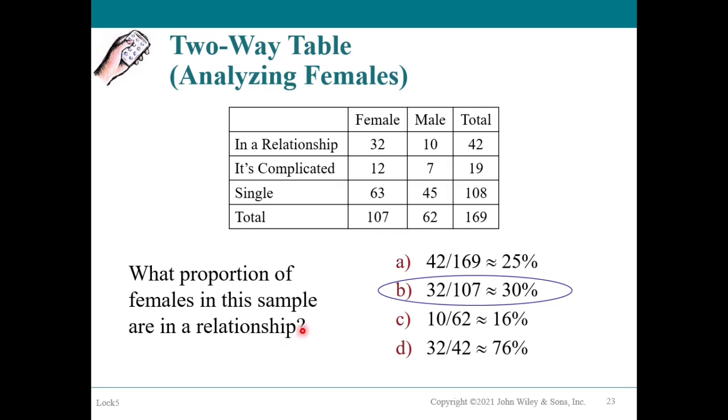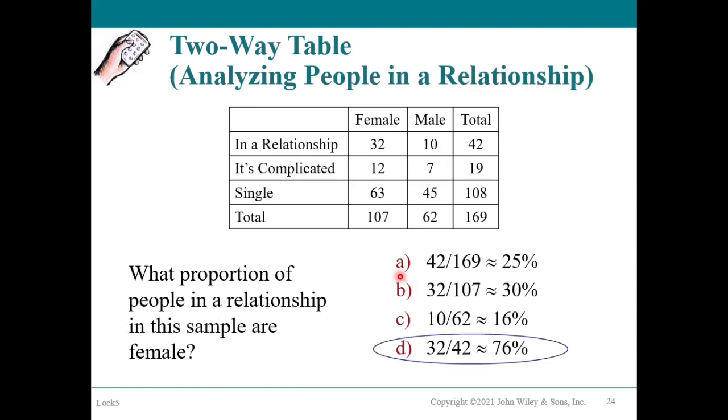Now, how many females are in a relationship in this sample? This is the female column. How many? 32. 32 of them are in a relationship. So 32 is the frequency, and the total corresponding to the female count is 107. So 32 divided by 107 is about 30%. Okay, let's go forward. Let's think about another.